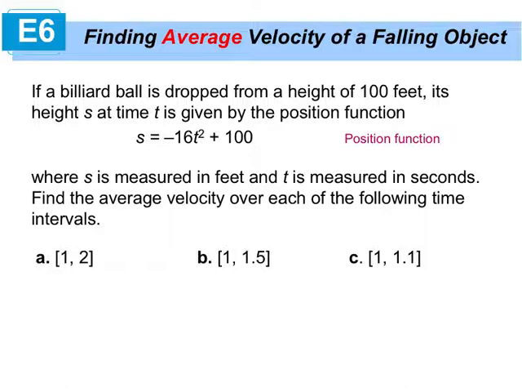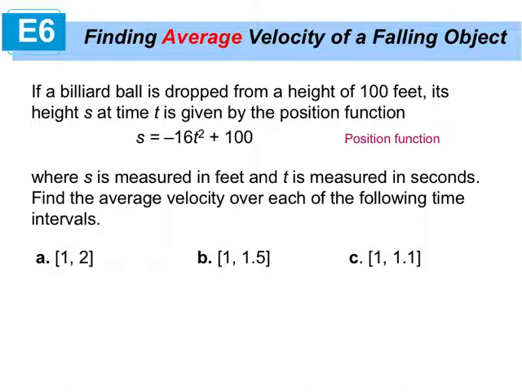So we start with an example here with average velocity. So I've got a billiard ball that's dropped from a height of 100 feet. You probably did these ad nauseam in physics, yes? Well, yeah, at some point you did these calculations. So the negative 16 t squared should look familiar. Does it not? Is that like a constant? It's the acceleration due to gravity constant.